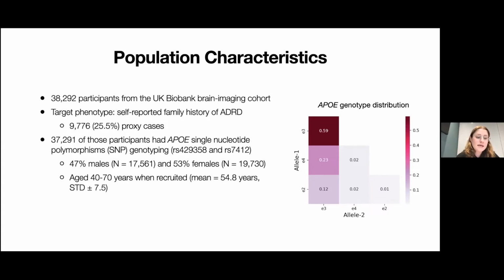Working with proxy cases also allows us to boost the sample size and thus the statistical power for quantitative analysis to identify more subtle effects related to these rare genotypes, such as E2 and E4 homozygotes.